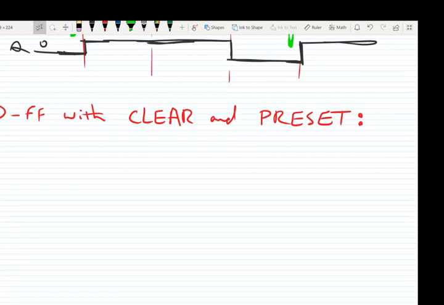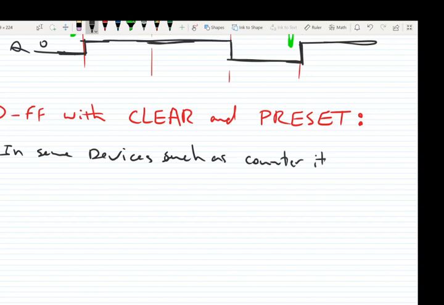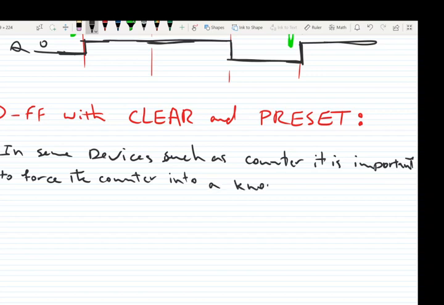Okay, so in some devices such as counters, it is important to force the counter into a known initial state. The initial state in a counter is called the count.